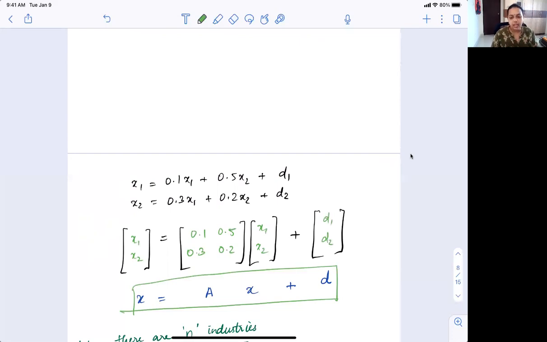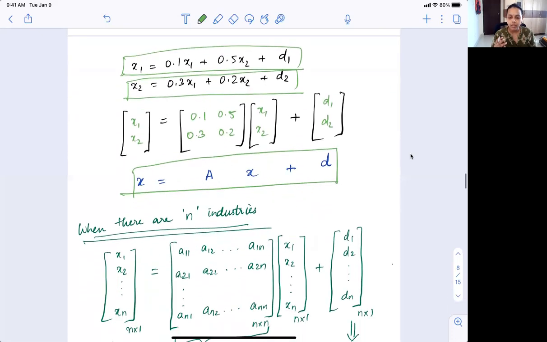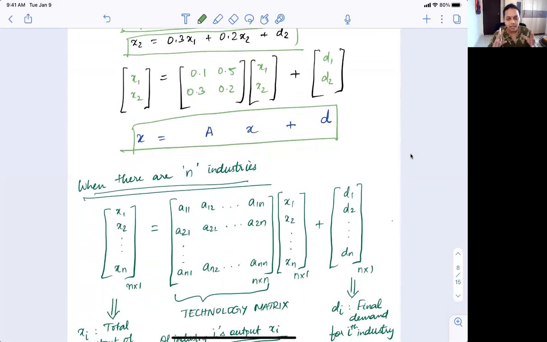So when you actually expand and multiply these matrices and write down the final expression, the first row will give you the first expression, and the second row will give us the second expression. Now, this is a case of a 2 by 2 when there are only two industries. And when there are n industries, you can think of a much larger matrix system, where you have an n by 1 output vector, an n by n technology matrix, and an n by 1 final demand vector.